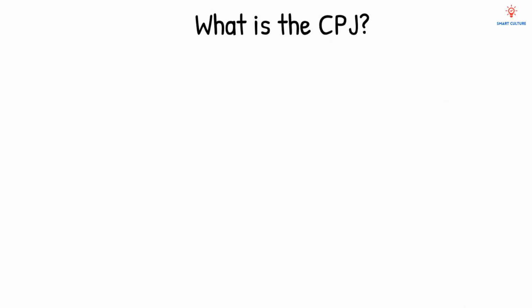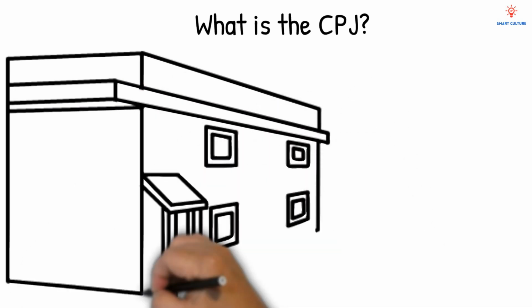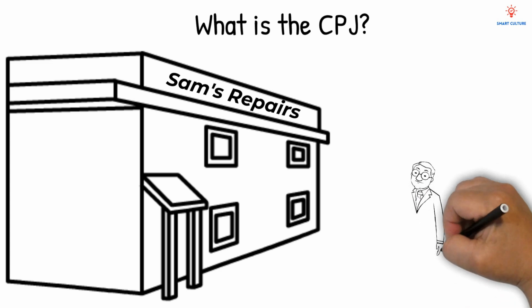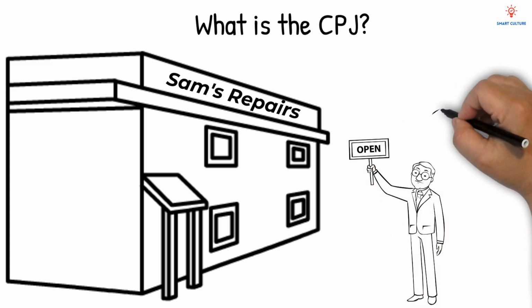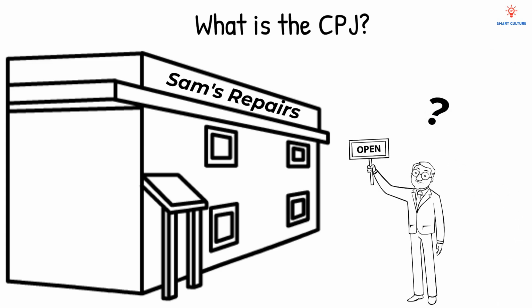In this video, we will look at the purpose of the CPJ or Cash Payments Journal. This is Sam. He owns a small business called Sam's Repairs. Every day, Sam buys things for his business and pays his assistant. But how does he keep track of all the money he spends?